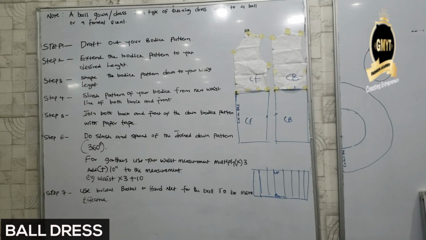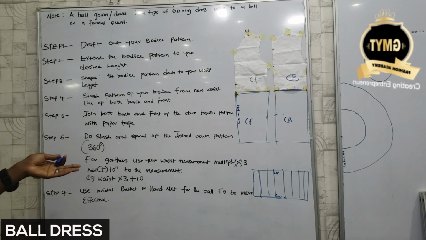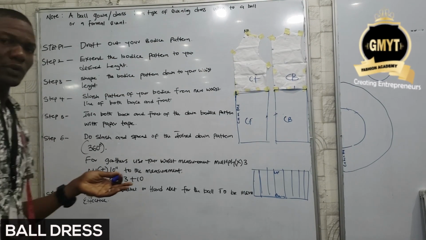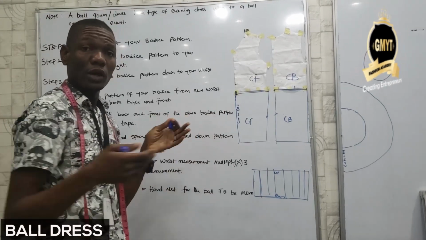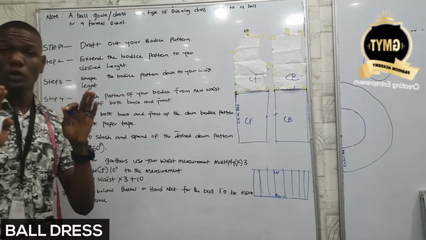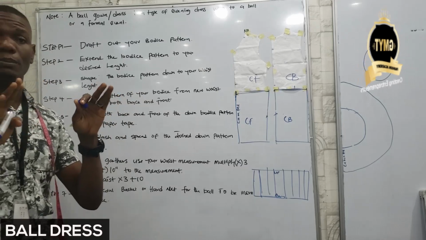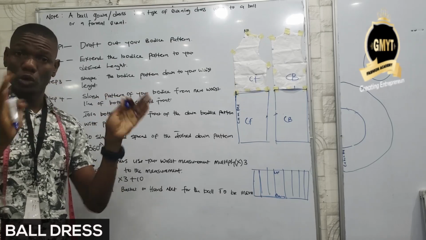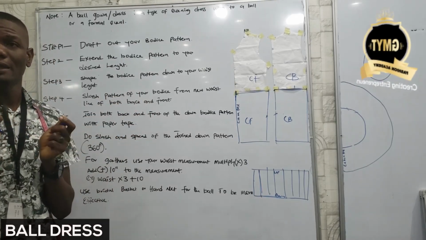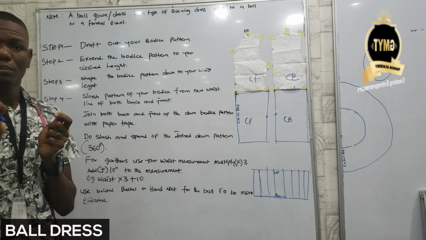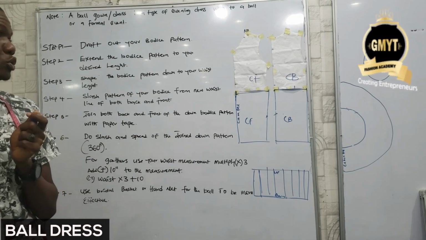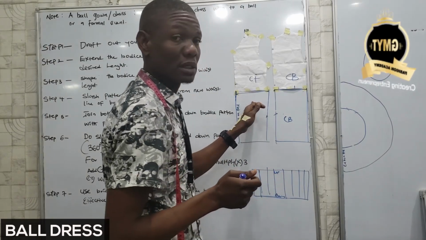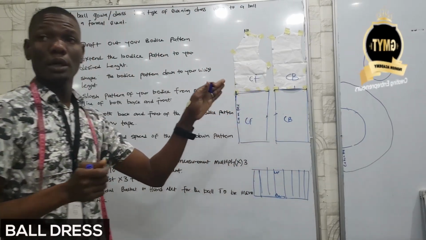Then the last step we have here, the textbook said use bridal baskets or hard nets for the ball to be more effective. After joining everything together, don't forget we are sending you the sewing technique. So after joining everything together, for you to make it look stand or look like the ball shape, you need to add hard net or basket. If you don't have basket, this is what you do to your hard net. The same way you achieve your slash and spread is the same way you achieve your hard net.